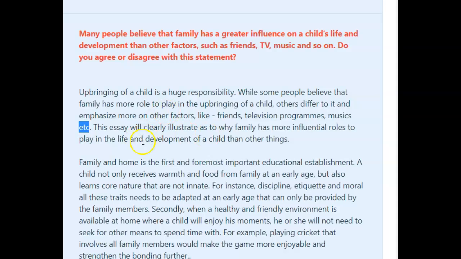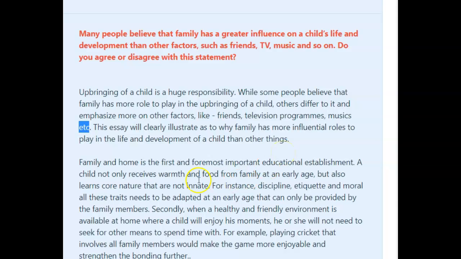All right. Family and home is the first and foremost important educational establishment. I don't even think you can say that. It's not an educational establishment. Maybe it's an institution. But I don't know about that. That sounds a little strange to me, that family is an educational establishment. It sounds like you're trying to use nice words without really being cognizant of what they're saying. So this is a strange expression here.